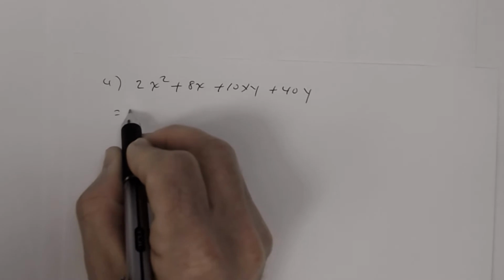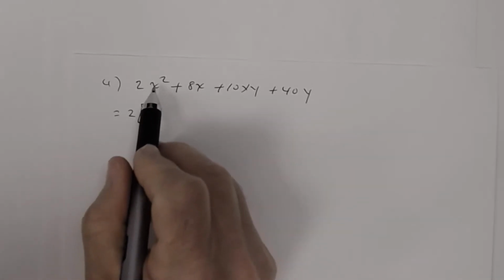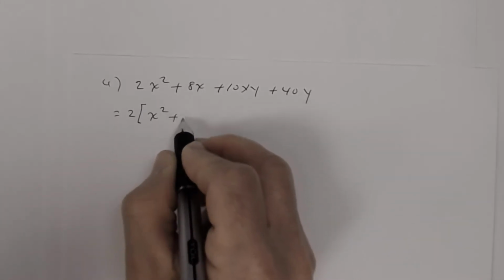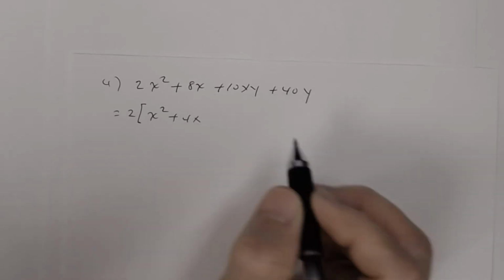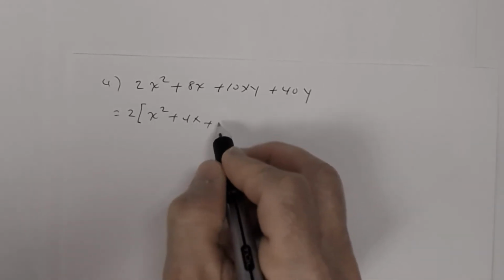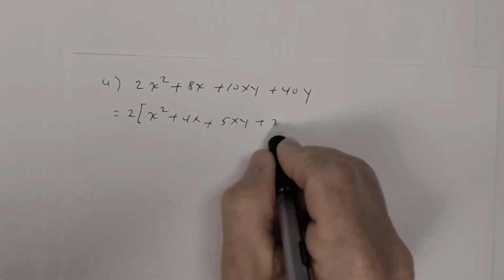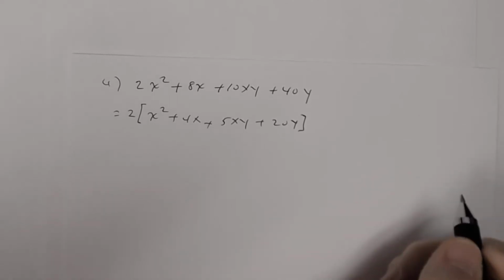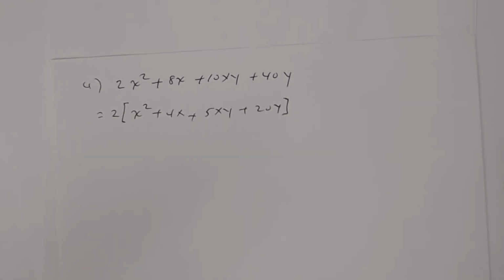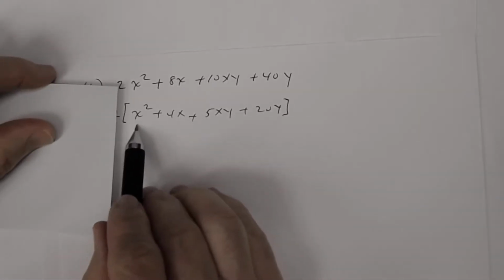So we're going to say 2 times, I'm going to put this in bracket, so 2 times x squared is 2x squared, plus 2 times 4x, right? So 2 times 4x is 8x, and then plus 2 times what's 10xy? Well, 5xy, plus, and then 2 times what's 40y? Well, 20y. Okay? Now what you want to do is now look at this part. So you factor out the GCF, which was 2. So I'm going to cover this up, and now look at this.